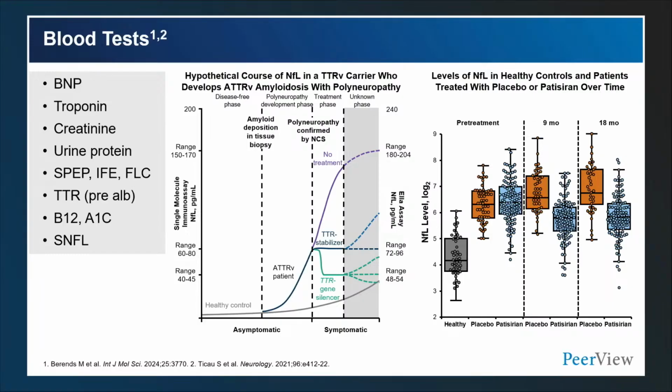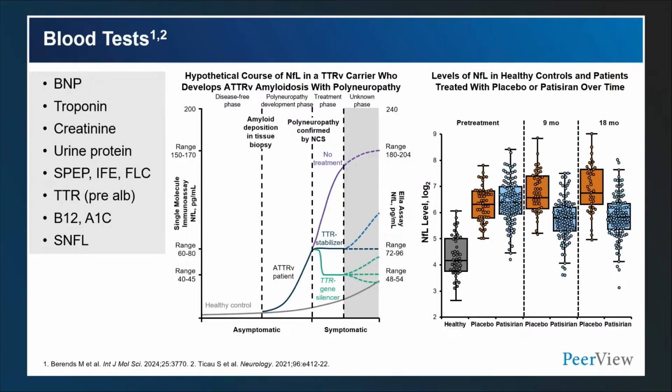TTR, as Dr. Karam mentioned, is pre-albumin, so often this level can be a little bit lower than normal, which suggests that the amyloid is glomming onto each other and then depositing in organs, so it's going to be a little bit low in the serum.